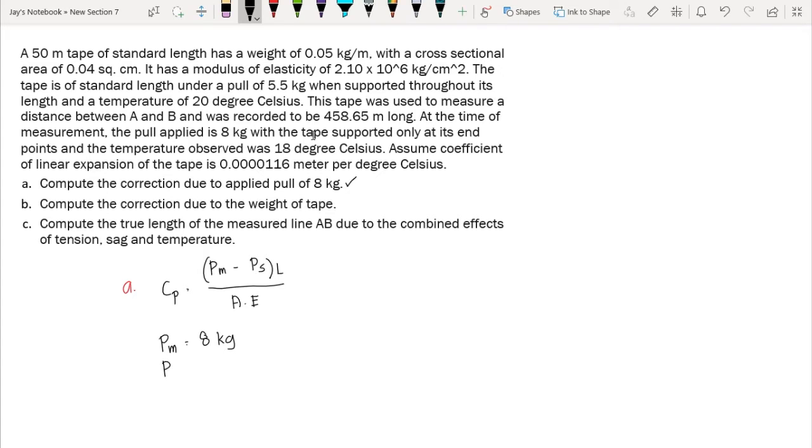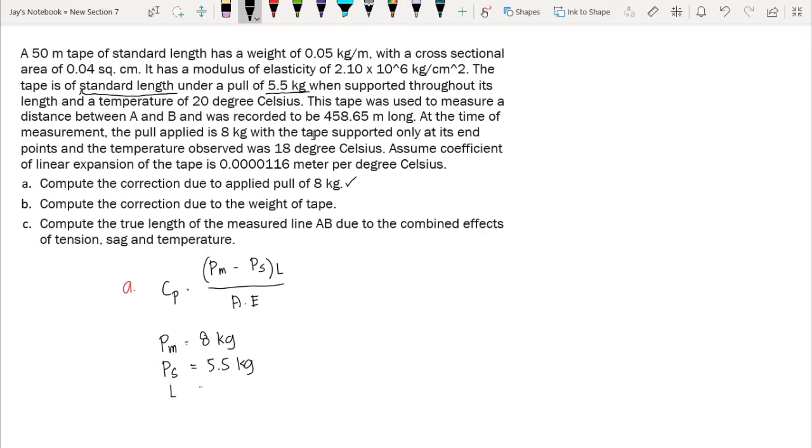Then PS here, that is the standard pull. Now, standard pull is when we do not have correction. And according to the problem, the tape is of standard length under a pull of 5.5 kg. So we have our PS here, 5.5 kg.